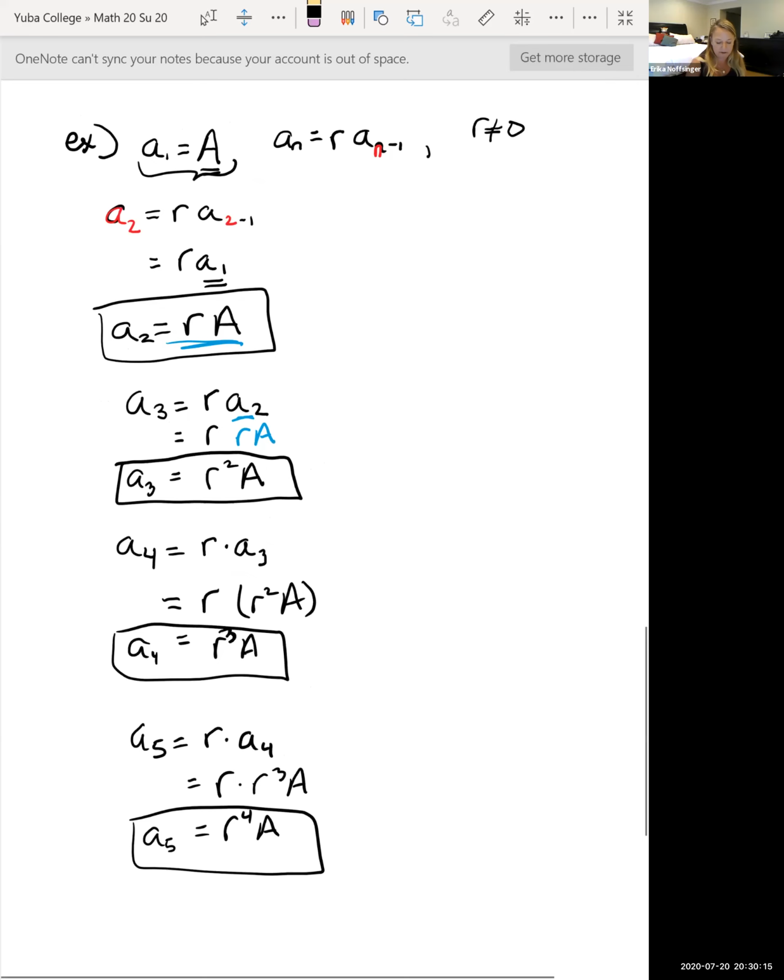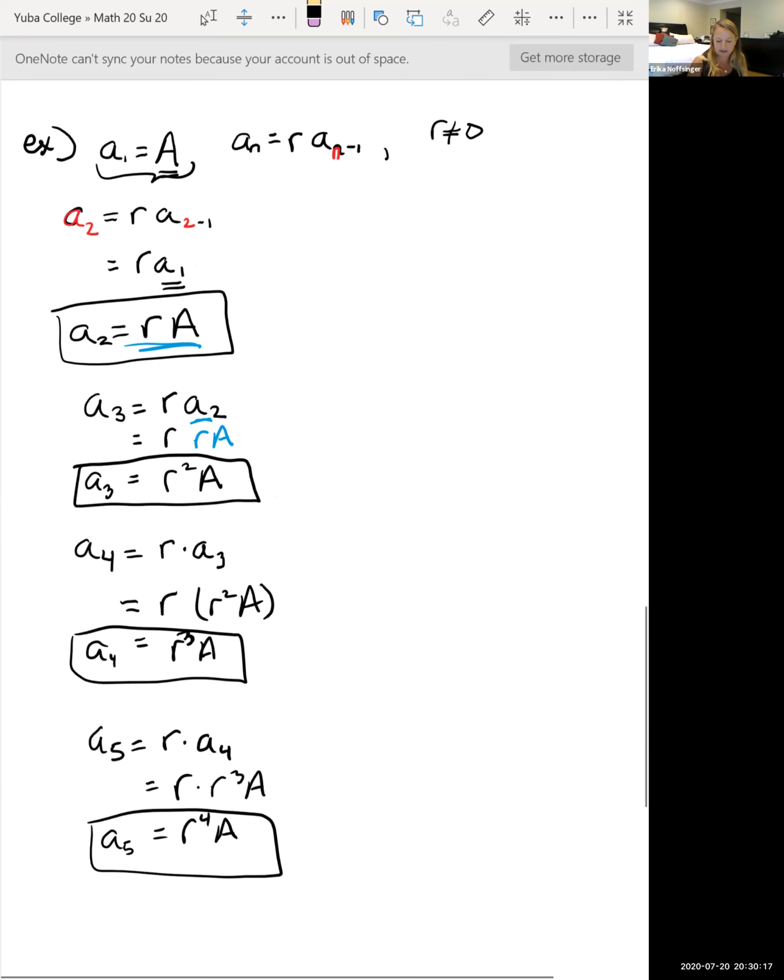So we have the first 5 terms of the sequence: A, rA, r squared A, r cubed A, r to the 4th A, and then you could probably tell what the next ones are going to be.